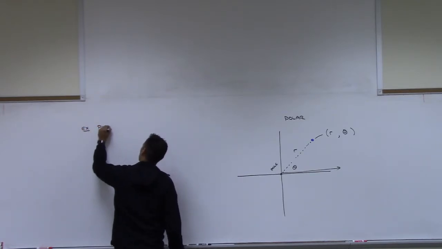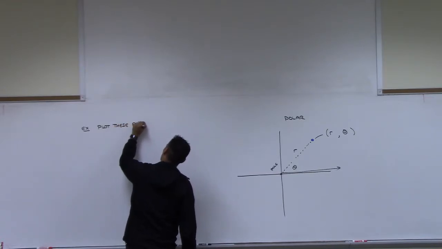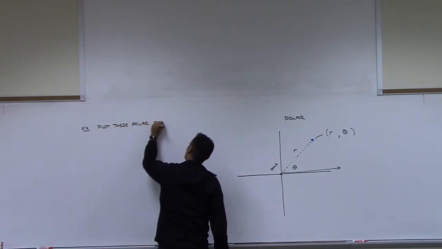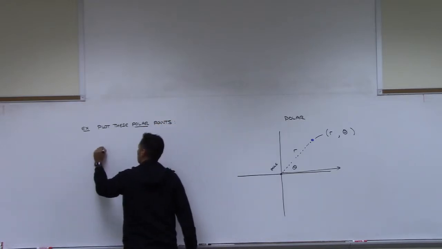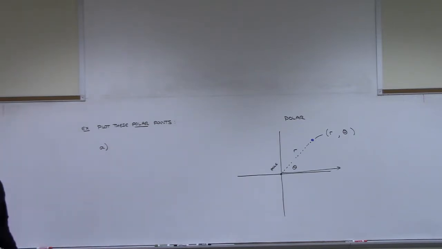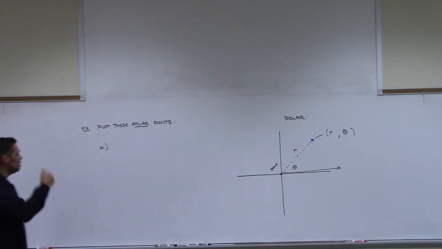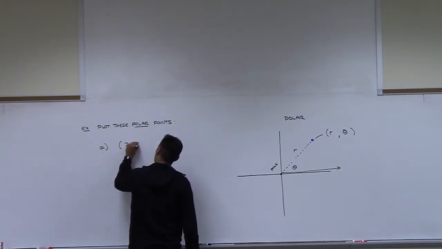Plot these polar points. Now, I had to tell you they were polar points, because if I didn't tell you they were polar points, then for all you know they're Cartesian, right? So now we have to be very specific. When we write an ordered pair up there, are we talking Cartesian or polar? So I'm telling you, plot these polar points. So the first one, (2, 0).